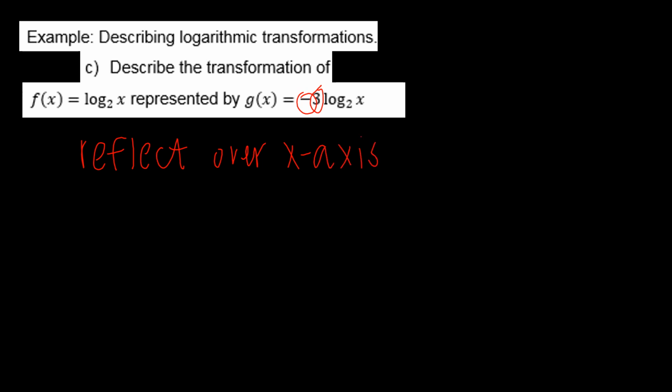All right, and now the 3 on the outside, so it's also in the same spot, so it's still vertical. And it's being multiplied, so that's your stretch or shrink. 3 is greater than 1, so that is a stretch by 3.